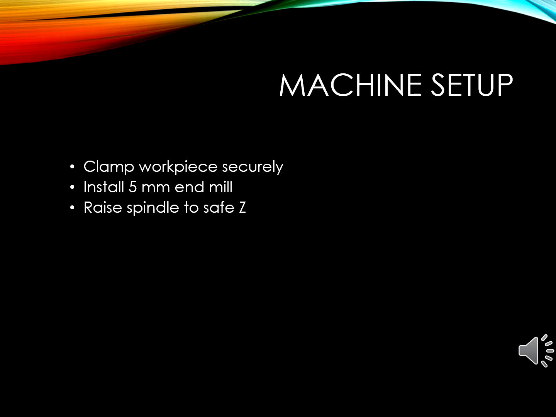Machine setup. To begin, we start with setting up the CNC machine. First, the workpiece is placed securely in a vise or clamped to the machine bed. It's important to make sure the block is stable and does not move during cutting. Next, we select the cutting tool, in this case, a 5 mm flat end mill. This tool will be used for both the circular hole and the outer rectangular contour. Before starting any machining, the spindle should be raised to a safe height, typically around Z5 or Z10, to avoid accidental collision.